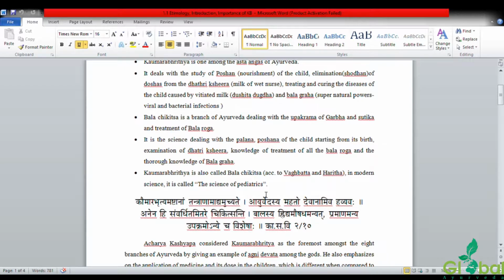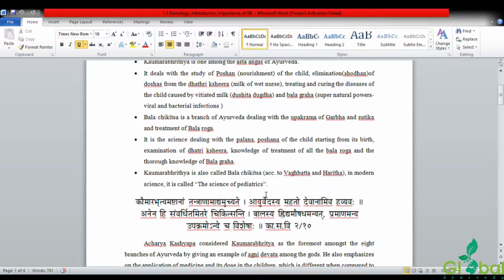and the thorough knowledge of Balagraha. Balagraha is a special topic which has been only mentioned in Ayurveda, that is some exogenous causes of disorders which affect only in the childhood. So those are called as Balagraha. Kaumarbhritya is also called as Balachikitsa according to Vagbhata and Harita. In modern science, it is called as the science of pediatrics.